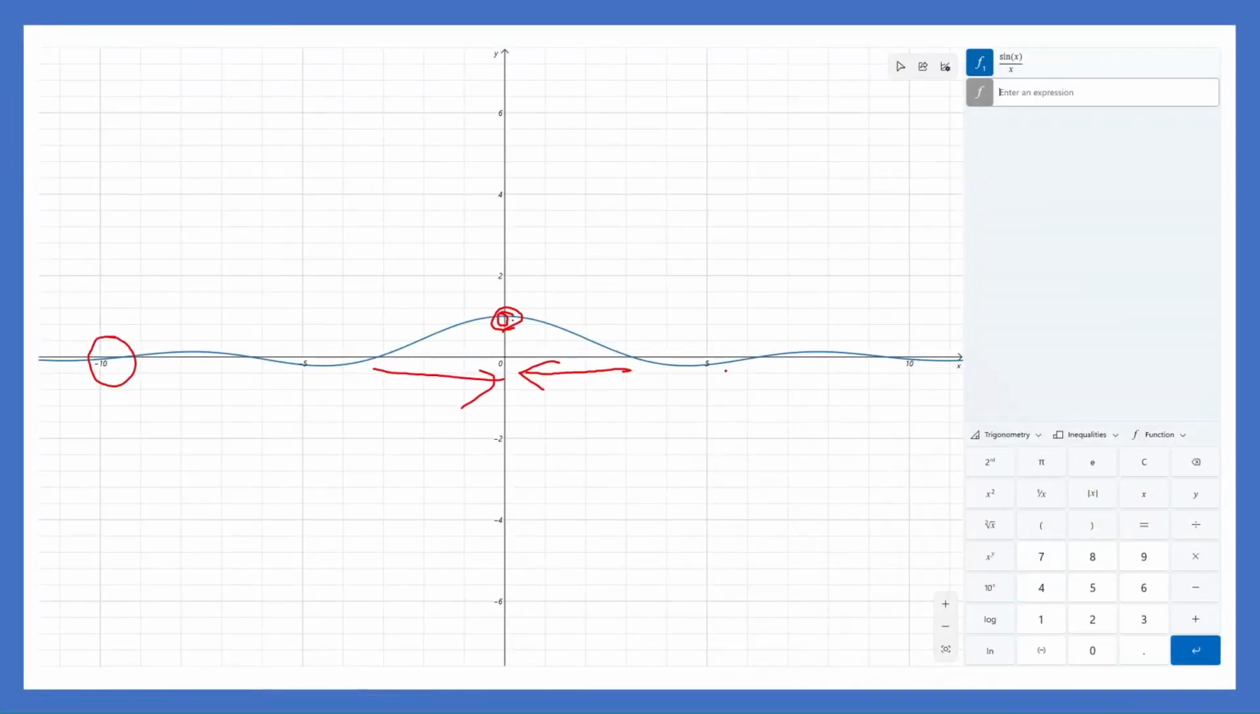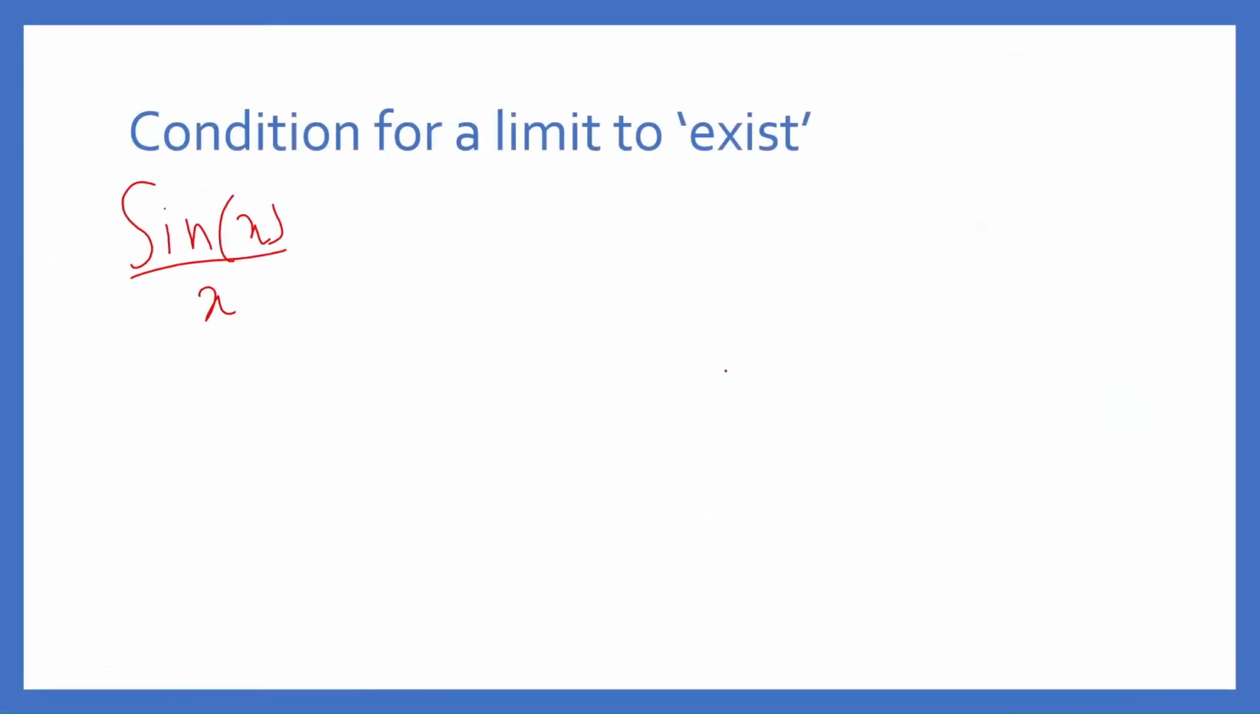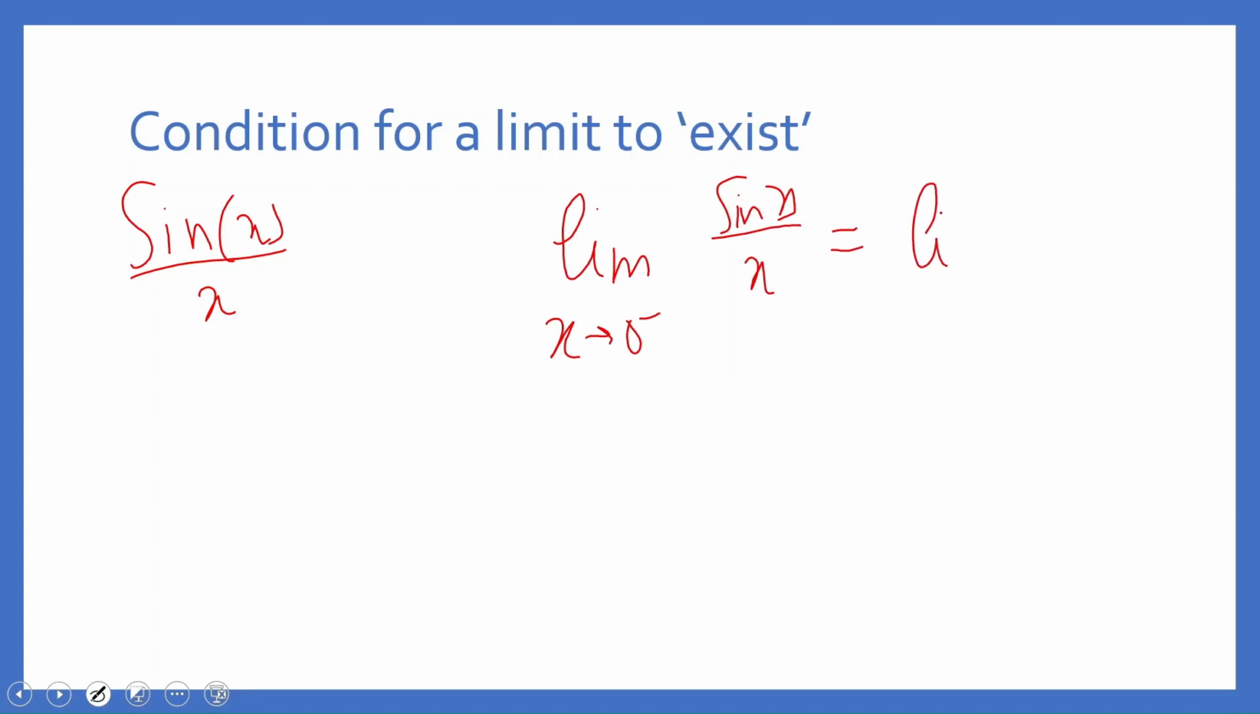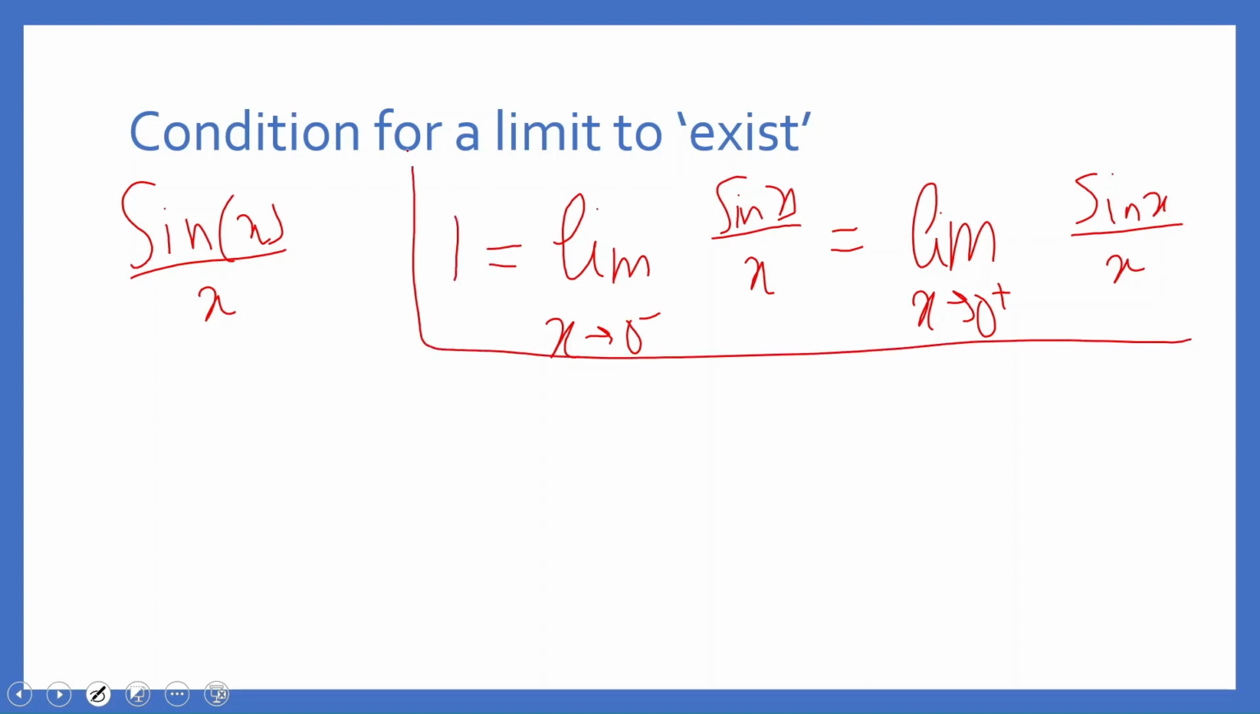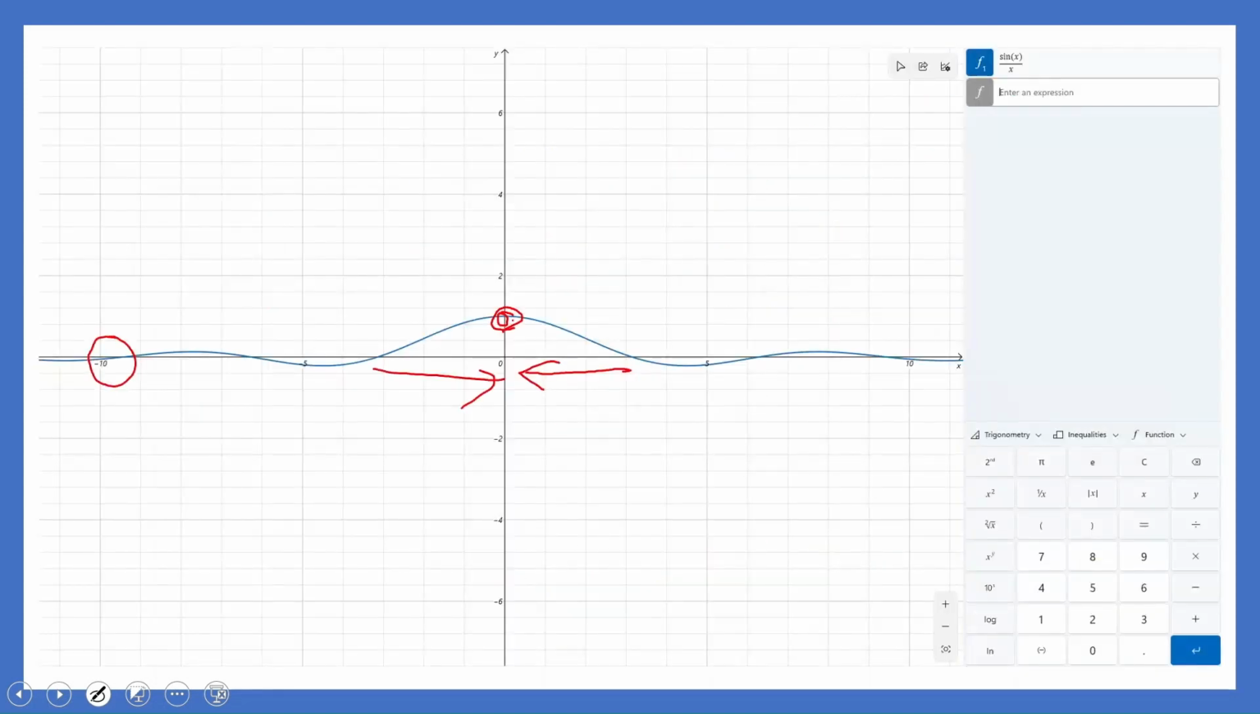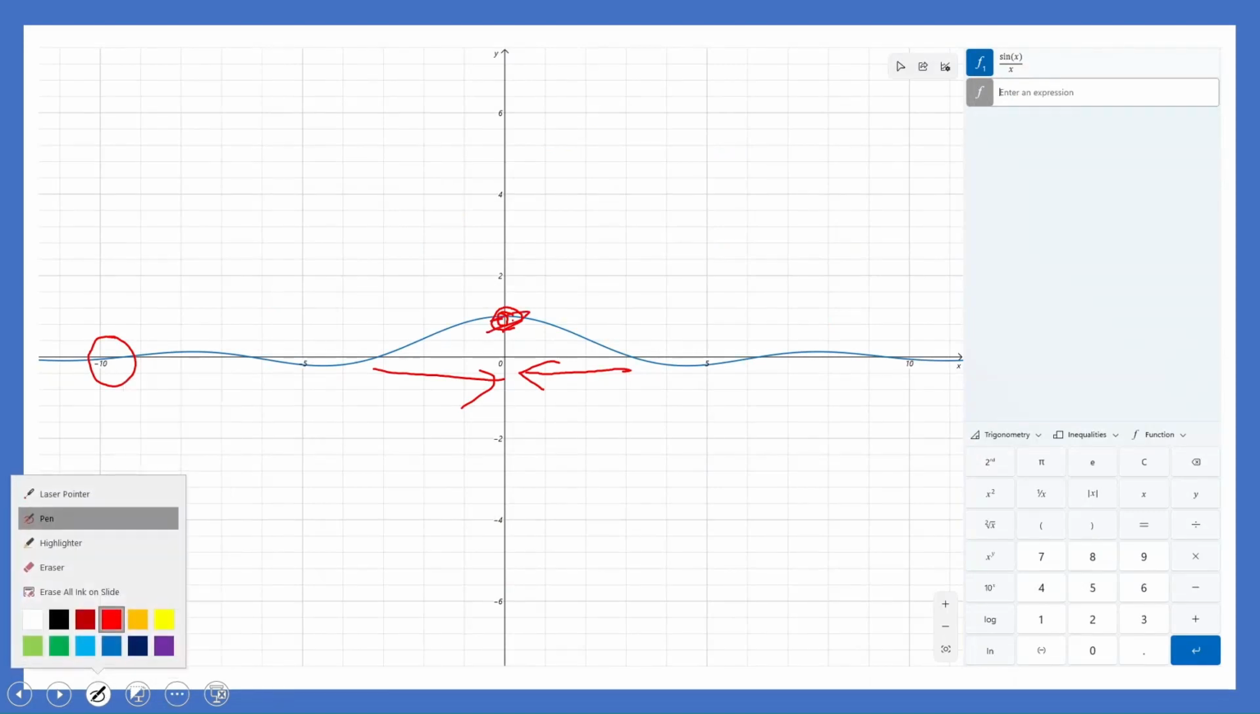So essentially, for sine x by x to have a limit at x equal to 0, what I should say is that since limit x approaches 0 minus of sine x by x is equal to limit x approaches 0 plus of sine x by x, I can conclude that a limit exists for this, and this is equal to 1. That is why the graph over here shows it approaching 1, even though the graph actually can never equal 1.